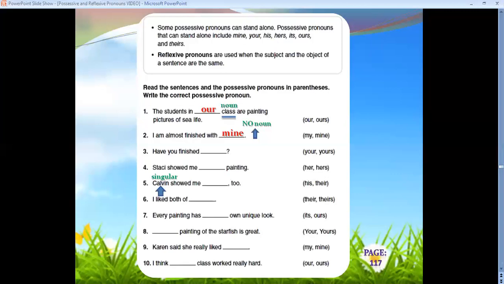Right. Last one. 10. I think our or ours class worked really hard. I have a noun, which is class, so I'm going to use our class. Can I say ours class? Duh, it doesn't make sense.